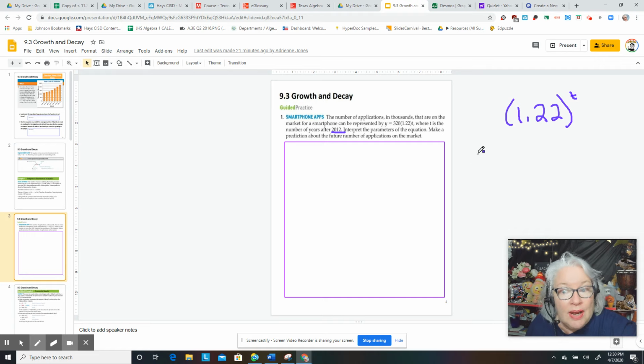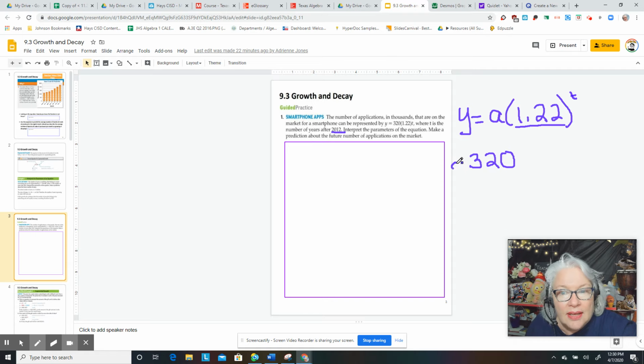So first, let's figure out our parameters. So remember, y equals A. A was our what? Starting point. So we are starting with 320,000 applications in the year 2012. And then we want to figure out our rate. Our rate is somewhere in there.